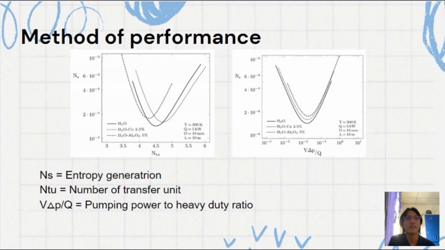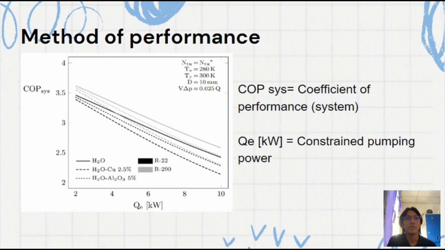Next, this is the graph of entropy generated versus number of thermal units on the left hand side, and entropy generated versus pumping power on the right hand side. From both of these graphs, we can see that the working fluid, which is water, has lower entropy generated, which means water will absorb the heat from the system much less efficiently than the other two fluids. But note that it will require more pumping power since both of these enhanced fluids have a higher viscosity than the working fluid. Last but not least, we will discuss the coefficient of performance of our system.